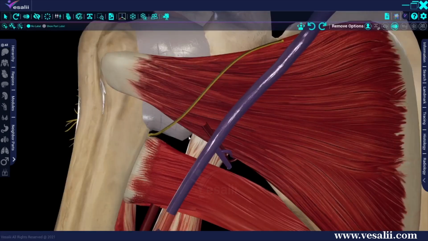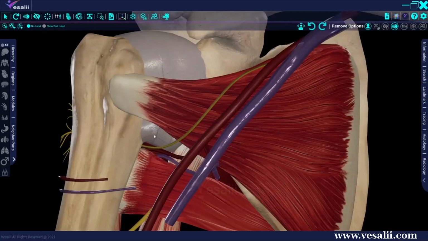The quadrangular space provides a passageway for nerves and vessels passing between the axilla and the more posterior scapular and deltoid regions. When viewed anteriorly, the boundaries are formed by the inferior border of subscapularis, the superior border of teres major, the surgical neck of the humerus, and the lateral margin of the long head of triceps. Passing through the quadrangular space are the axillary nerve and the posterior circumflex humeral artery and vein.